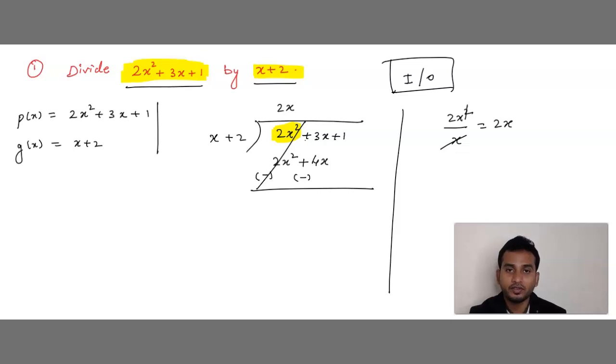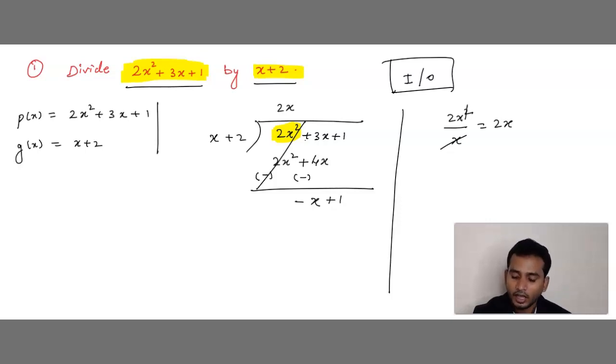In 3, can we subtract 4? No, we cannot subtract. So put minus. If you put minus, signs will change. This minus will become plus and plus will become minus. That is 4 minus 3 is 1x. So 3 minus 4 is minus 1x. And this plus 1, write it as it is.